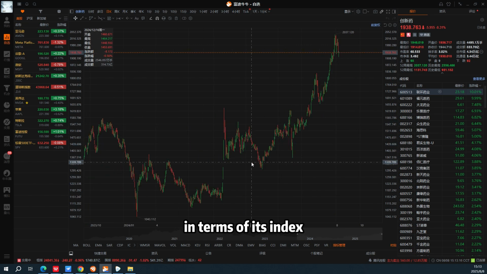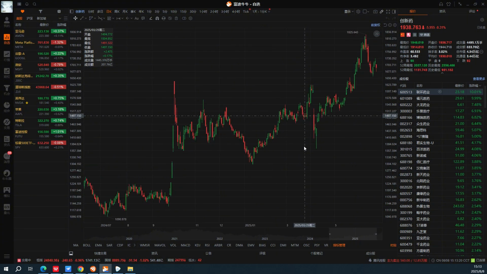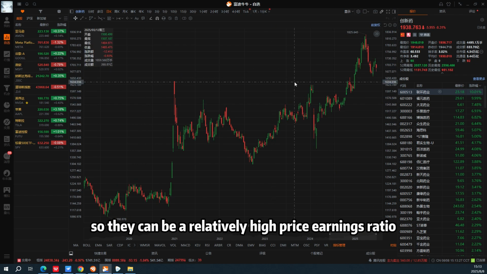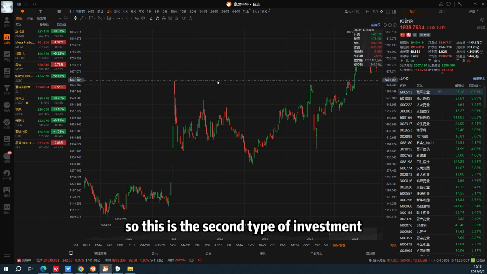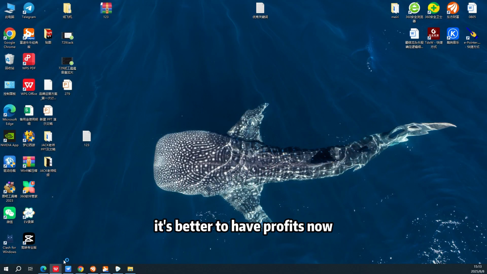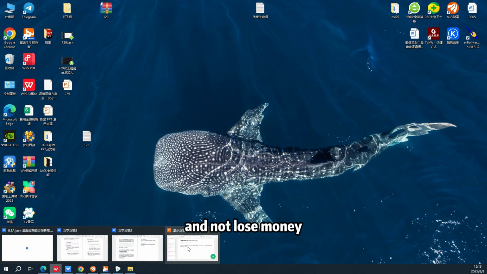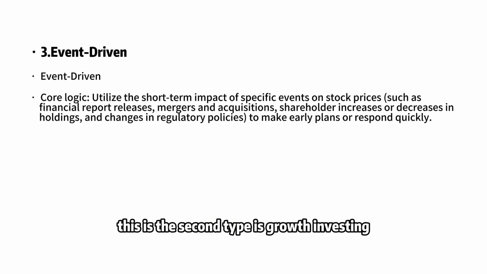In terms of its index, you can see that there are large overall fluctuations, but the trend is also upward. These companies have a relatively high growth rate, so they can have a relatively high price-earnings ratio valuation. So this is the second type of investment, which is to look at the future. Simply put, you should not lose money. It's better to have profits now and not lose money, because if a company continues to lose money, they are prone to greater risks. This is the second type, growth investing.